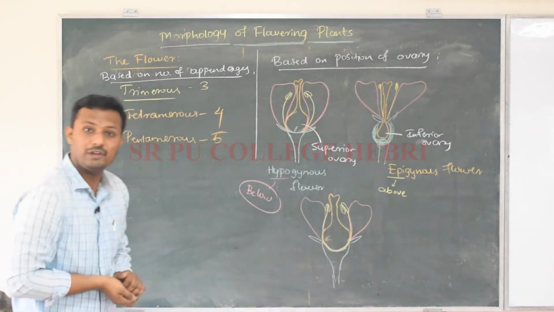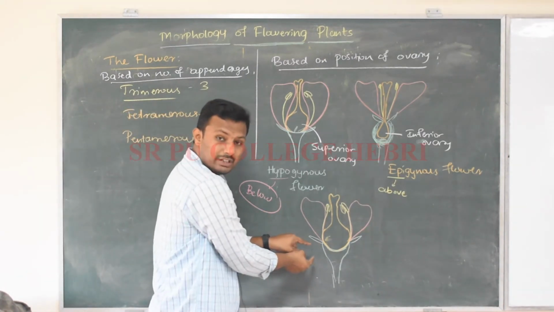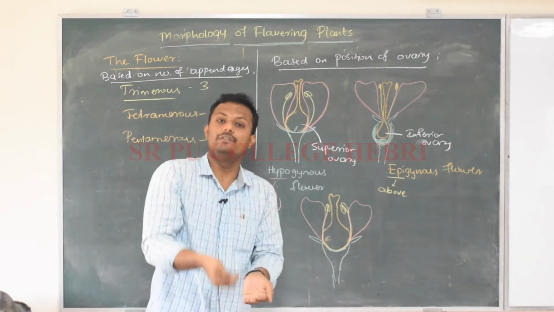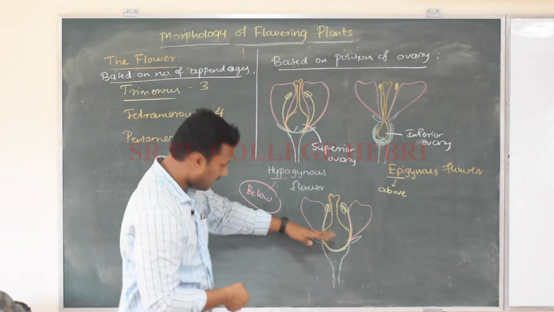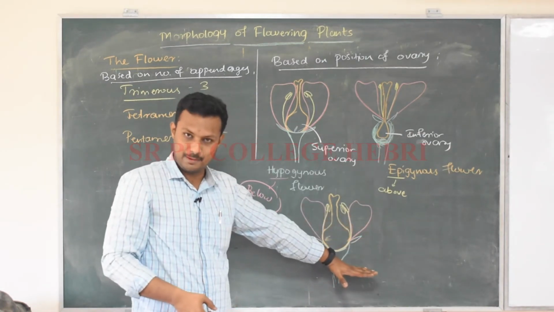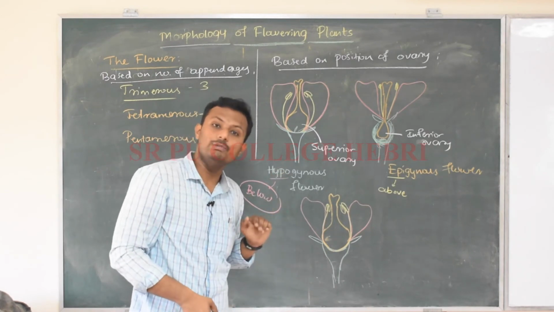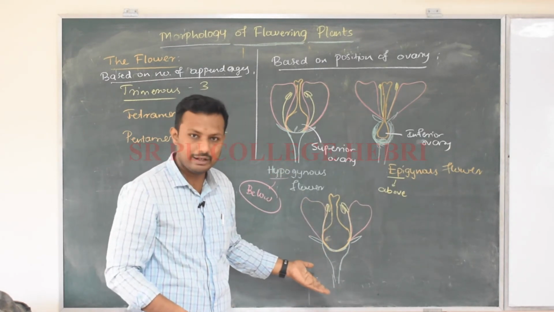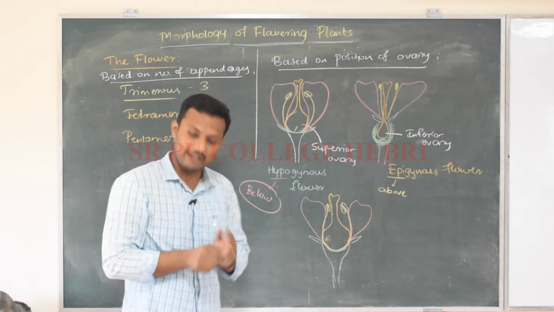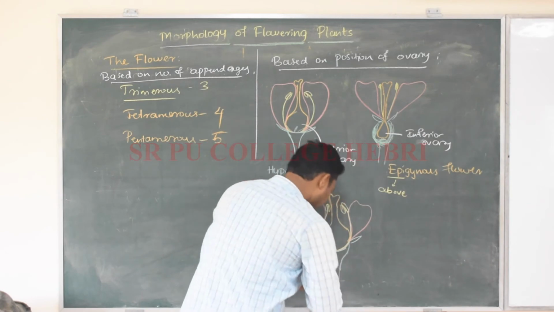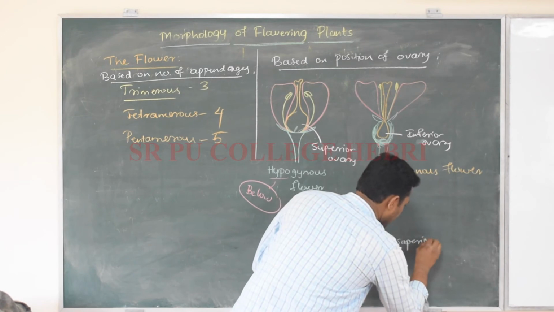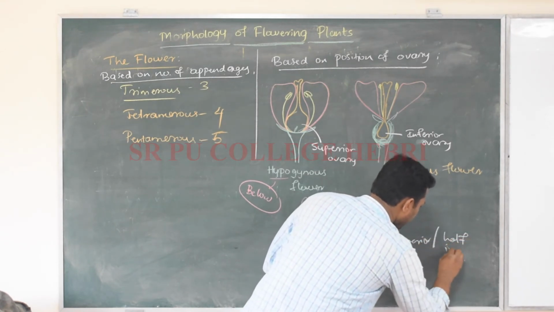See, in this flower, the position of the ovary with respect to the other parts of the flower is neither below nor above. It is exactly equal, which means all of them are lying in the same axis. So what can you call this kind of ovary? It is neither superior nor inferior. That is why it is called a half superior or half inferior ovary.